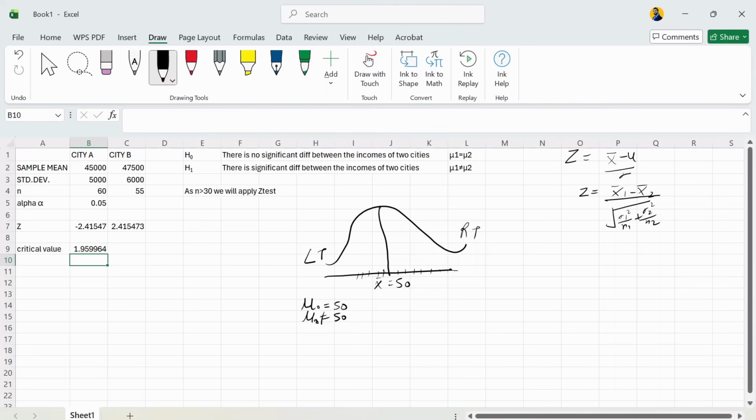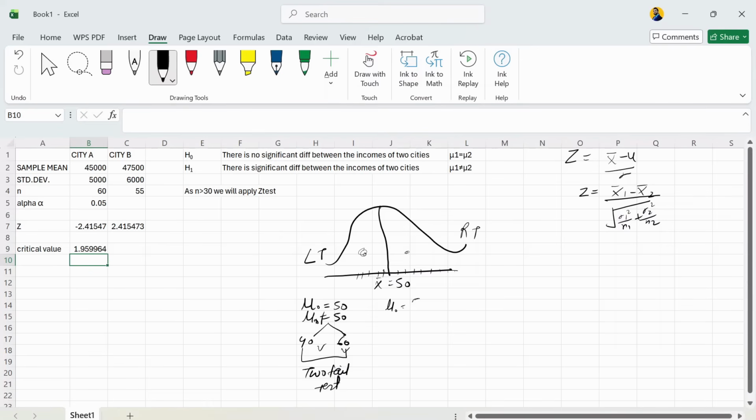If it is not equal to 50, then there will be two scenarios. It may be 40 or it may be 60 and so on. So if it is not 50, it can be 40, which will be in this particular direction, or if it is 60, then it will be on the right side. So both conditions are satisfied: the left side is covered and the right side is also covered. That means this kind of situation comes into the category of a two-tailed test, right? Two-tailed test.